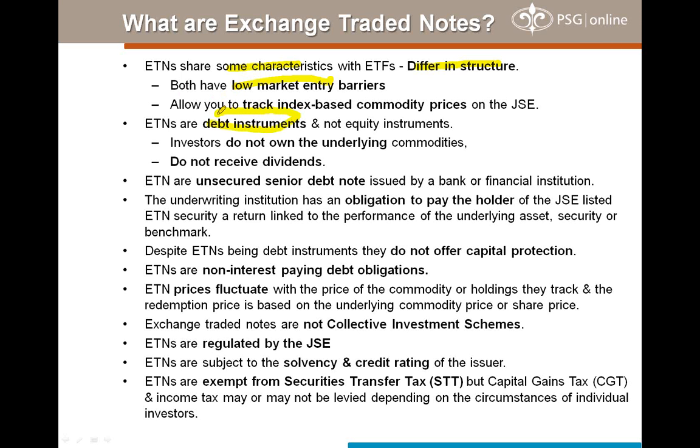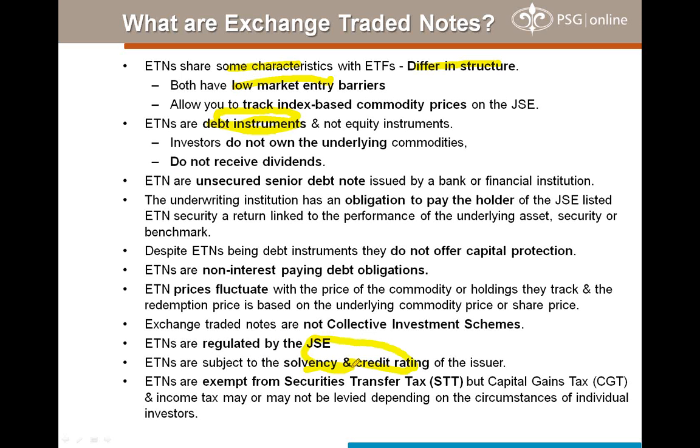Now, a lot of people will shy away from this straight away, or I'll stay away from debt instruments, number one. Whereas ETFs are equity instruments. Okay, ETNs do not pay out dividends. So that's what you have to look at, pros and cons. But you want to be involved with someone that's going to be around for a long time. So it all depends on the solvency and credit rating of the issuer.